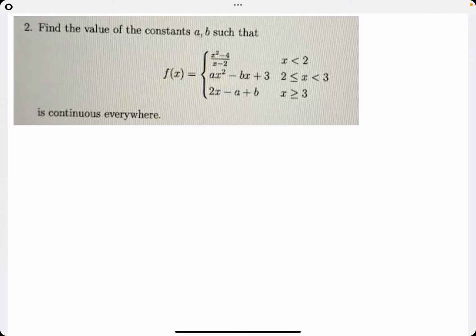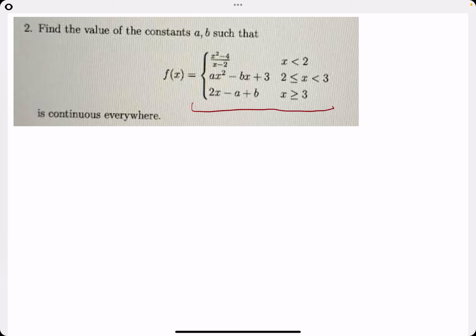Number 2, they say find the value of the constants a, b, such that this function is continuous everywhere. So a couple things we need to check for are any of these function pieces discontinuous at all, regardless of where they're at here. Well, this one's discontinuous at x equals 2, but it's not defined for x equals 2, so we don't need to worry about that. This is a polynomial. It's always continuous.